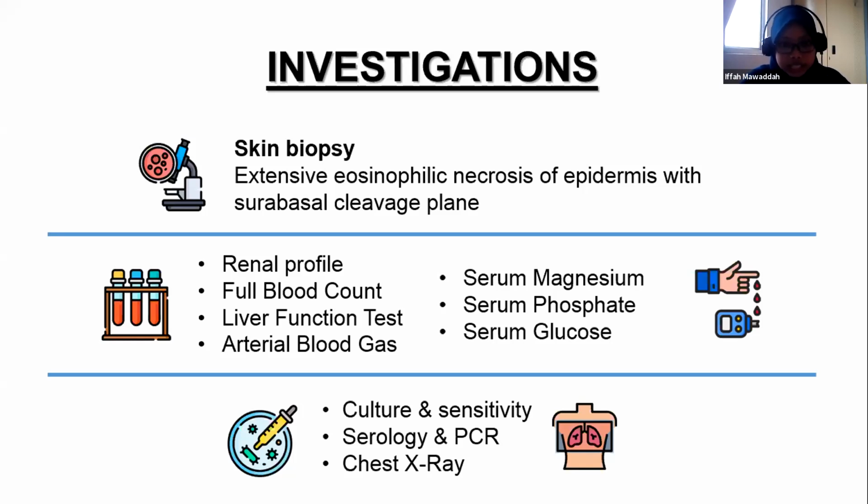For blood culture and sensitivity, it is necessary to rule out other infection. In children, serology or PCR for Mycoplasma pneumoniae infection should be obtained as it is common in children. And last, chest radiograph should be obtained in all patients due to high risk of pneumonia and interstitial pneumonitis. Next.